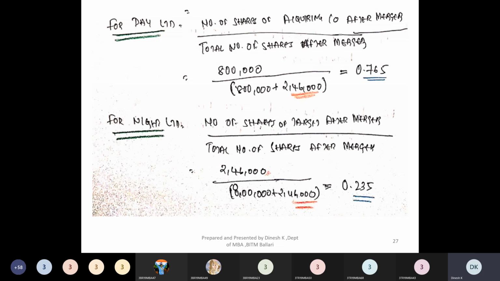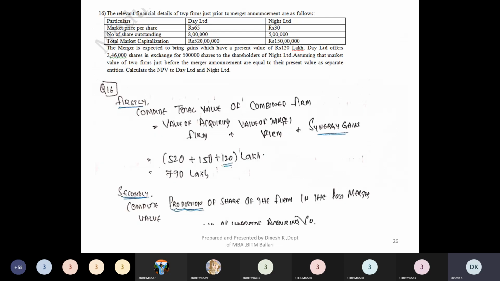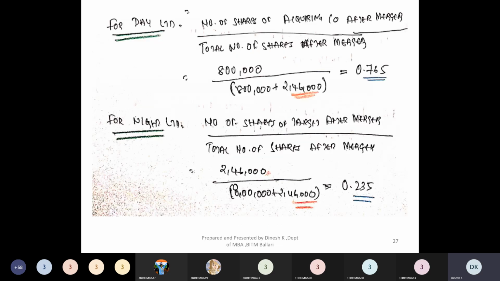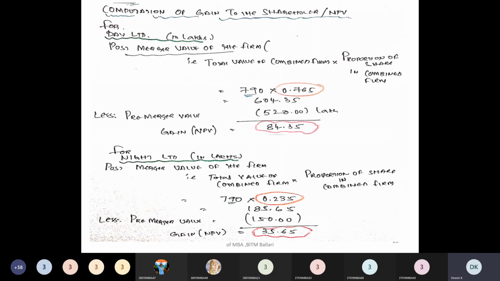What is the company saying? Before the merger, the Night company has 5 lakh shares, right? So they will take away the 5 lakh shares. In return, they will give 2,46,000 shares. The proportion of shares after the merger for Day Limited, the acquiring company, comes out to be 0.765. Then for Night Limited, the target company, the number of shares after merger is 2,46,000, so the total number of shares after merger is 8 lakhs plus 2,46,000. The proportion value comes out to be 0.235, and for the acquiring company it is 0.765. Fine. So this is about proportion. Now let's look at the gain.